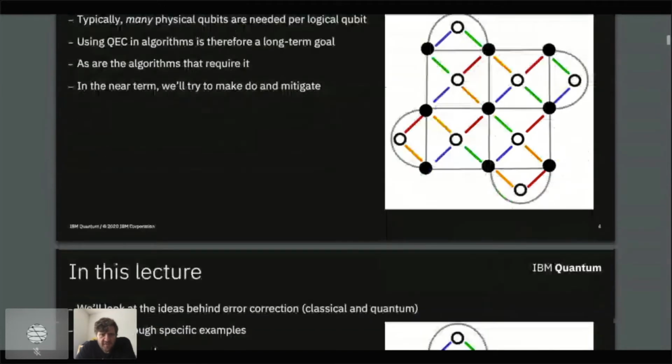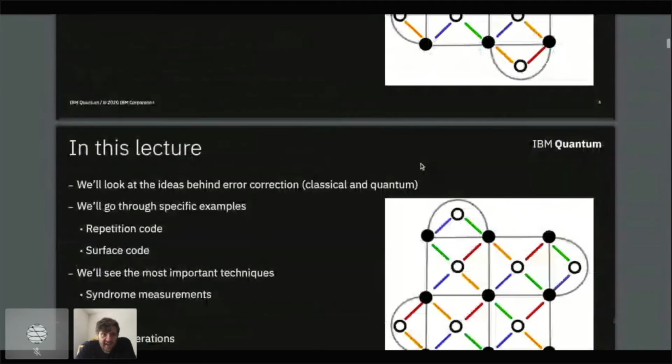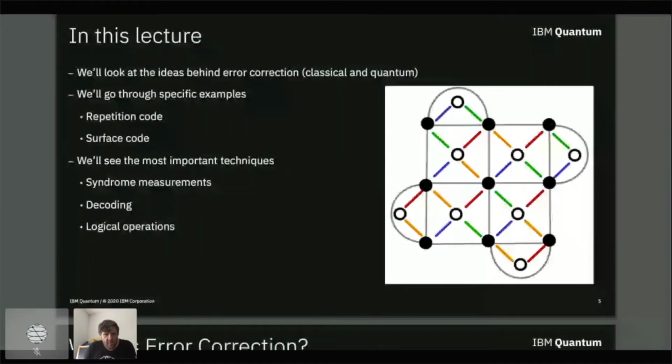What we'll do in the rest of this lecture is look in detail at the ideas behind error correction, both classical, although we won't go into the real depths of classical error correction theory, and of course we'll also look at quantum error correction. For this, we will go through 2 specific examples of ways how to do quantum error correction. One is the repetition code, and the reason why I want to tell you about the repetition code is because it's the simplest quantum error correction code. So I think it's the best example.